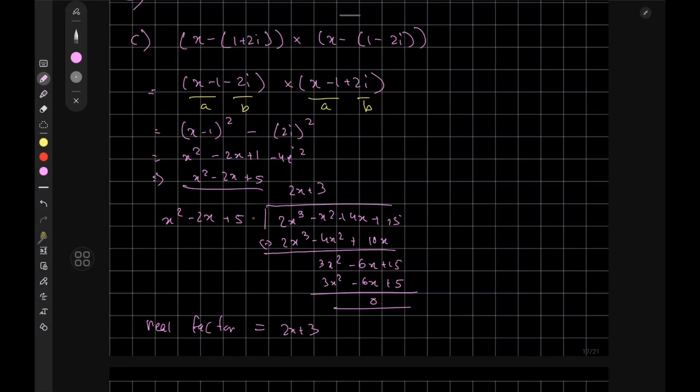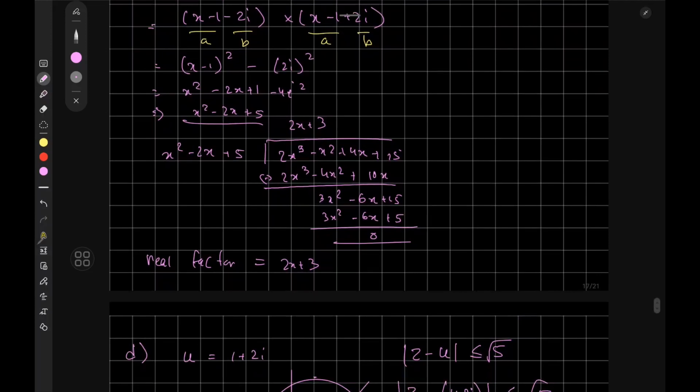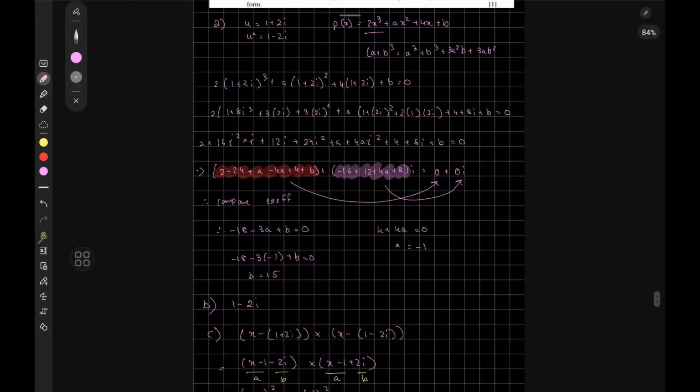So this quadratic we already know. Now this is the main equation. You divide the main equation by the quadratic factor and you get a linear factor, which is 2x plus 3. After you do the long division, this is the entire process, you have a remainder of 0 and factors of 2x plus 3 and x squared minus 2x plus 5. So the real factor is 2x plus 3. Great.